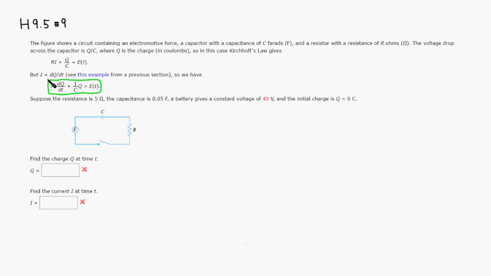Resistance is going to be R, since it's a resistance. Capacitance is 0.05, so this is our C value right here. And voltage is, let's say, a constant voltage, so this is going to be E, which is 40. And the initial charge is 0, so Q of 0 is equal to 0.